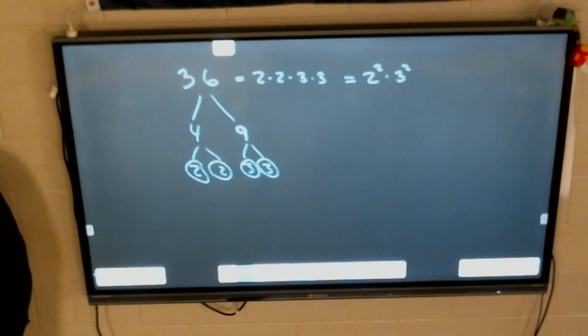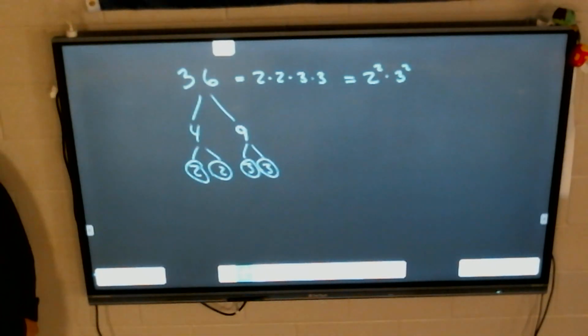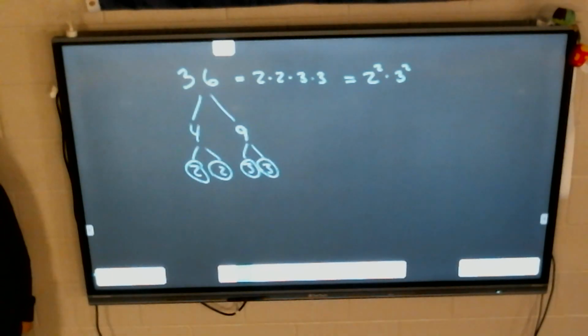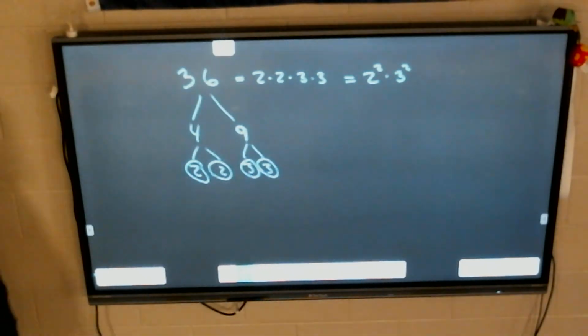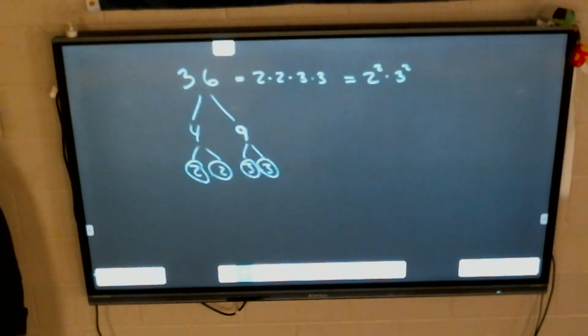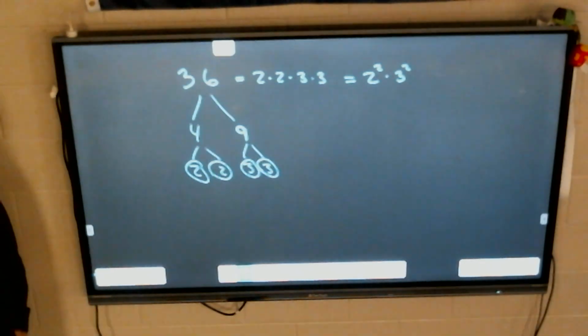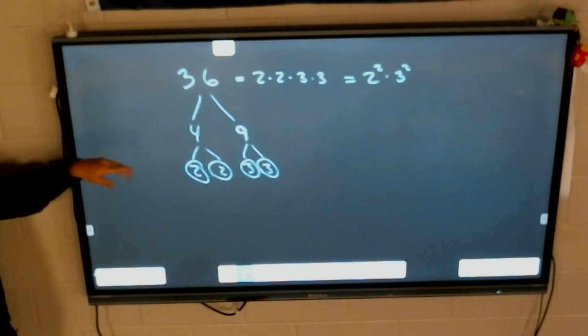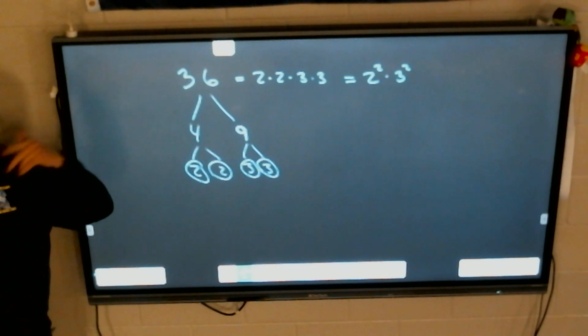Or if you really want to cheat, you can go to the calculator and hit... anyway, we won't talk about that. The wonderful TI-Nspire does that for you. So, product of primes. It doesn't matter if you start with 6 and 6, you get 2 times 3 and 2 times 3, you get the same answer.